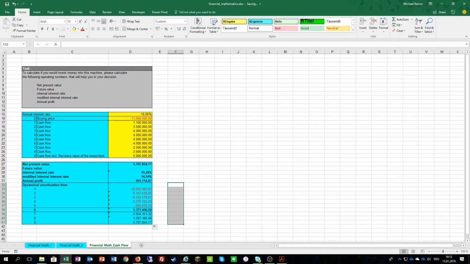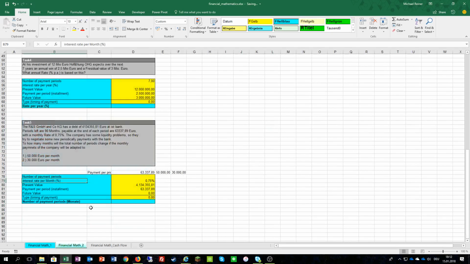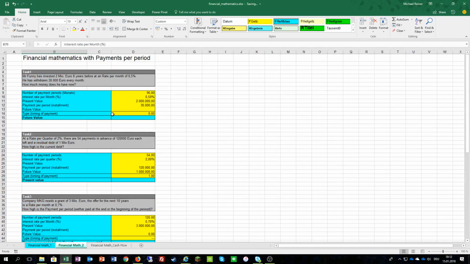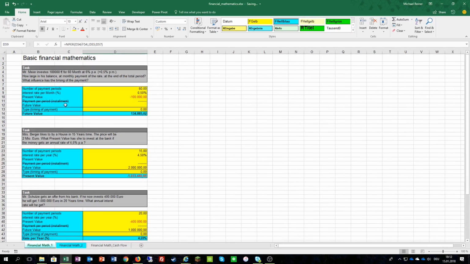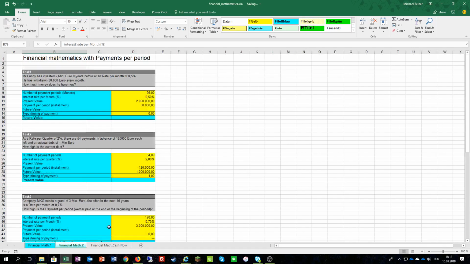Okay, that was what we wanted to do with the financial mathematics. Be aware that there is a part where you can try out the same calculations as we did with the basic financial calculations, including payment per period. And here, at the latest, it is important whether you put a plus or minus in front of it.